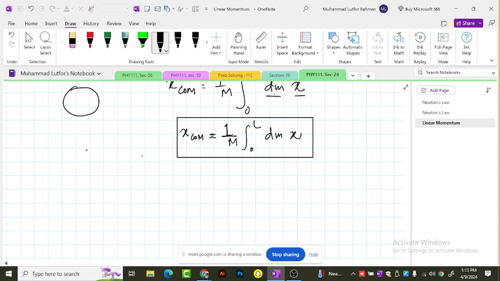Can anyone tell me whether I can integrate this one or not? Arisha, can you tell this one? Or Nawaz? Or Abdullah? Can I integrate this one? So dm is a constant value, sir. So dm is a constant value.